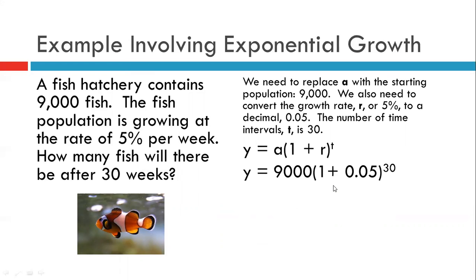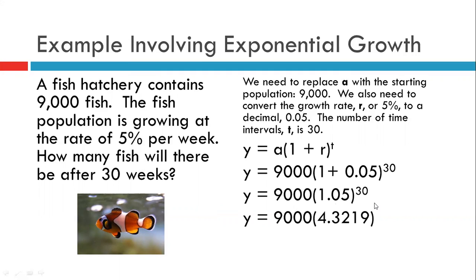To simplify this, we need to use the order of operations. So we're going to add the 1 and the 0.05 first, since that's inside the parentheses. And of course, that's 1.05. Now, we need to do the exponents next before we multiply. So we need to take 1.05 to the 30th power before we multiply. 1.05 to the 30th power is 4.3219. Now let's multiply that by 9,000, and we get 38,898 fish.